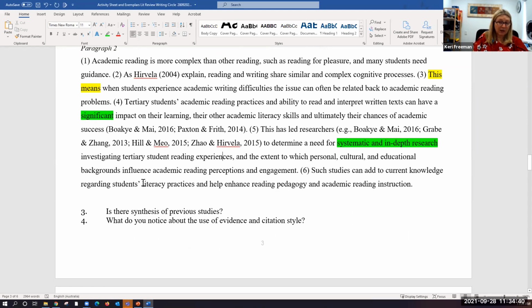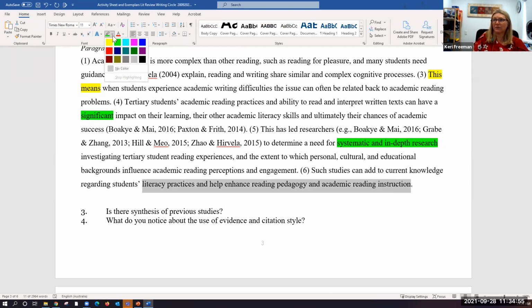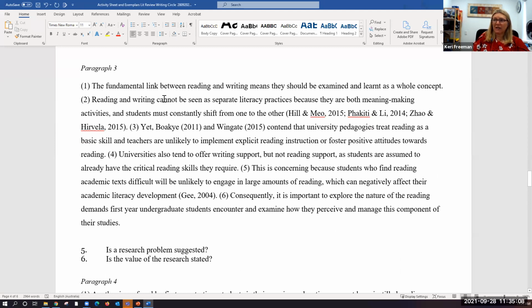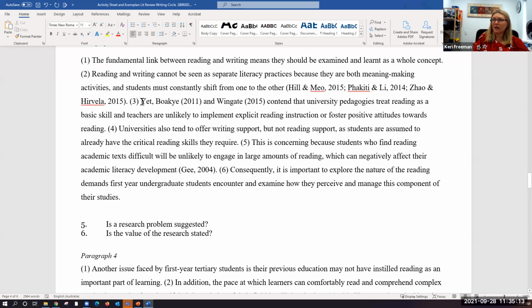remember the table of contents that we looked at? That's from this exemplar, and it was looking at literacy practices, and it was talking about instruction in the classroom. So it comes back to that bigger picture here. So if we have these studies doing systematic research, we're going to enhance what happens in the classroom. So then we've got more explanation. Reading and writing can't be seen as separate. They're meaning making. We've got a good transition signal there.